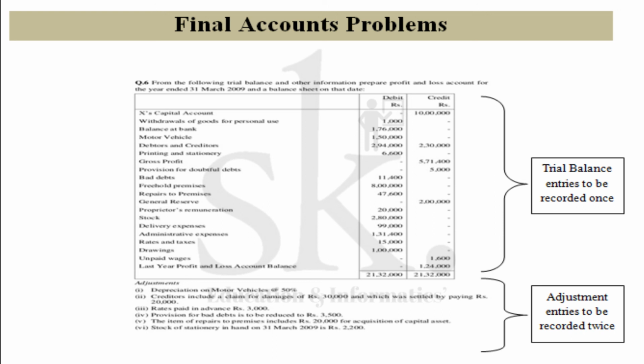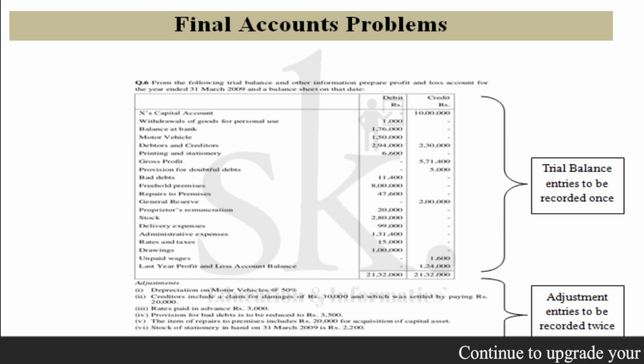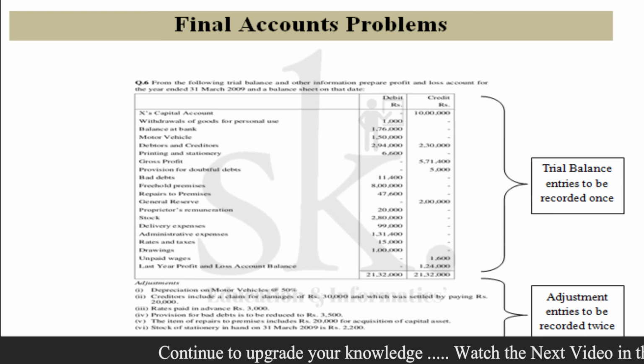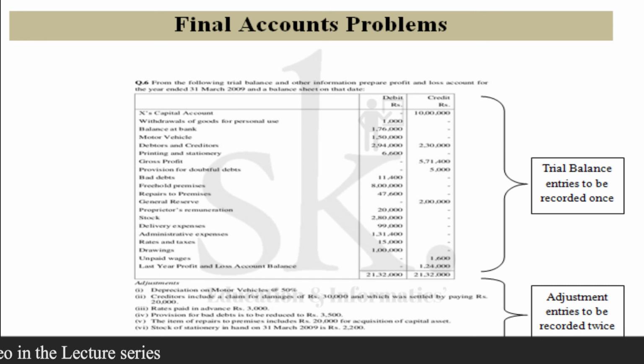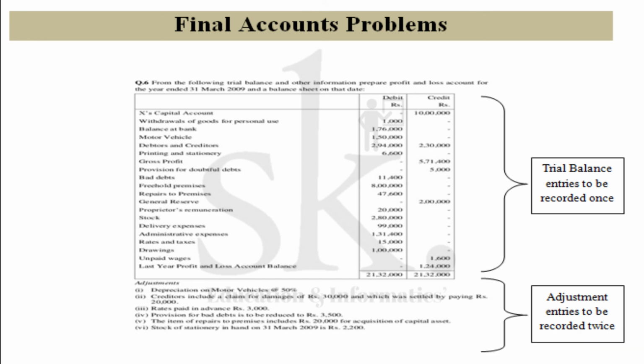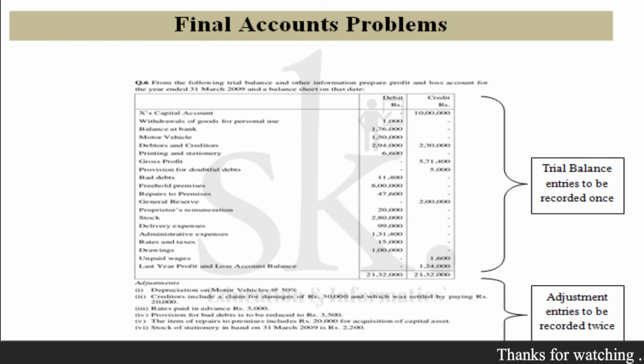So trial balance entries are to be recorded only once, either in trading or else in profit and loss or else in the balance sheet. Adjustment entries need to be recorded twice. So it can either be in the trading or profit and loss account, or trading and balance sheet, or profit and loss and balance sheet, depending on the nature of the expenses or information given. So trial balance entries are to be recorded once, adjustment entries need to be recorded twice.